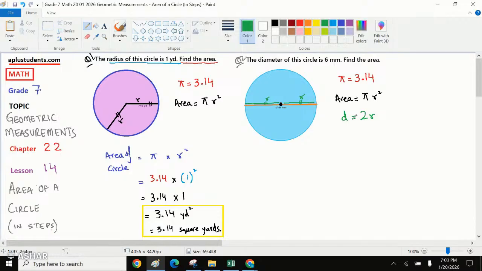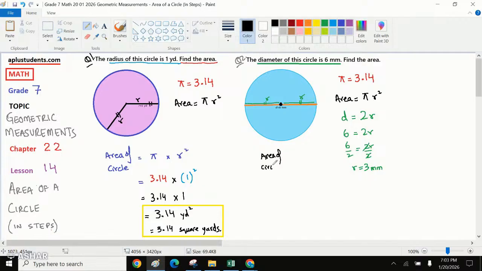So if the diameter is given to us, we can always find the radius by substituting the value of diameter into the formula for diameter. That means 6 is equal to 2r. We divide both the sides by 2. And we can say the radius comes out to be 3 millimeters, right? What is the formula for area?